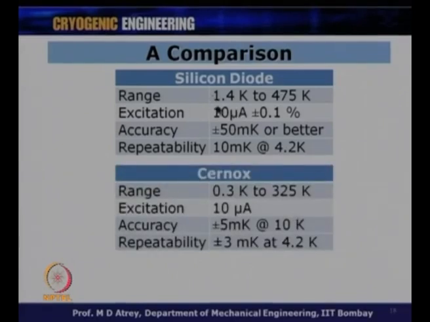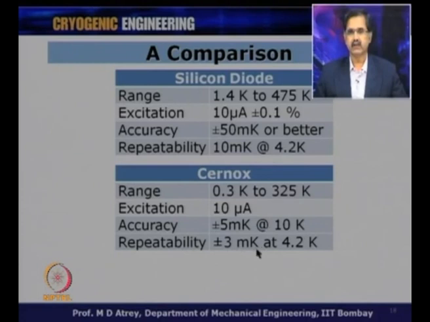You can see that silicon diode normally will be used from 1.4 Kelvin to 475 Kelvin, while Cernox will be used from 0.3 to 325. You have an excitation of 10 microamps, accuracy is 50 millikelvin, 5 millikelvin at 10 Kelvin, and the repeatability is plus minus 3 millikelvin, which is good, and plus minus 10 millikelvin at 4.2 Kelvin for silicon diode. This is just to have some representative, comparative data which I have taken from various references to compare a silicon diode with Cernox.